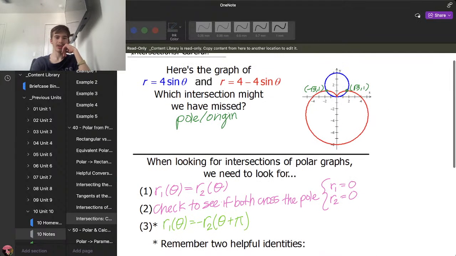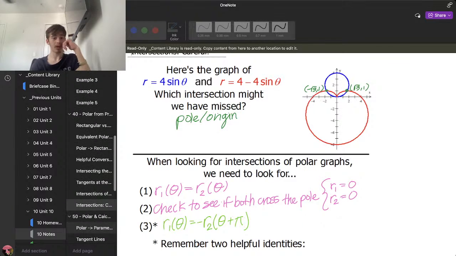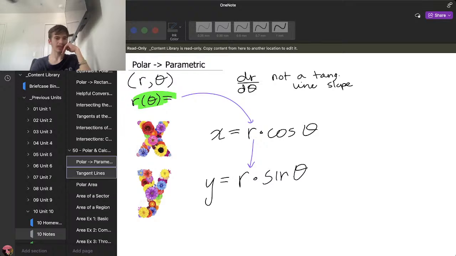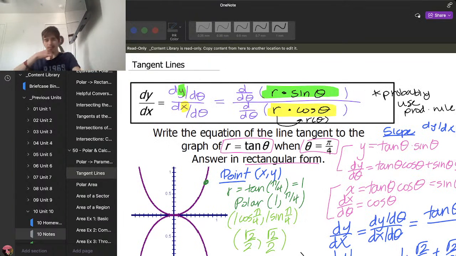Find intersections. Set them equal to each other, find your thetas. Set both of them individually equal to 0 and see if some theta exists, meaning they touch at the pole. dr/d theta is not the same as dy/dx. To find dy/dx, use a similar approach as with parametric. I'll zoom out if you want to do the practice problem.